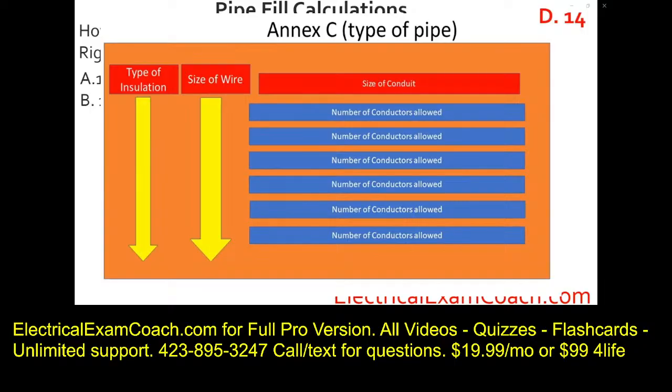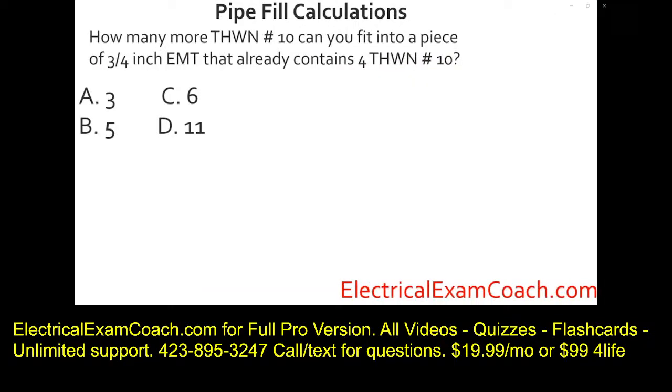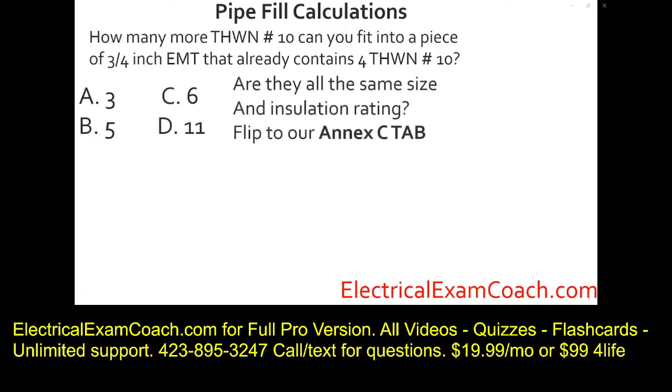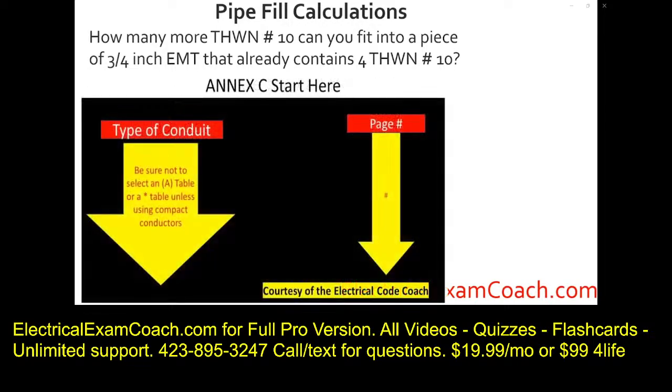Great job. How many more THWN number 10 can you fit into a piece of 3/4 inch EMT that already contains 4 THWN number 10s? The first thing we're going to ask ourselves, are they all of the same type and insulation? They sure are. So let's head to Annex C. When we get there, we're going to start on the left-hand side and find our type of conduit, being sure not to select an A version of the table. Then we cross over and find our page number.